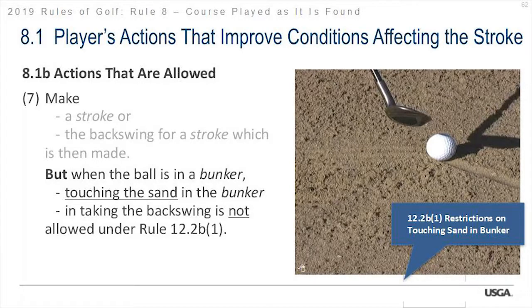Okay. But when the ball is in the bunker, touching the sand in the bunker and taking the backswing is not allowed. So we've talked about this a little bit before, but that is not allowed. I thought I had a video there, but I don't. Okay. So as soon as you're taking a backswing in the bunker and you scrape a little bit of sand, that is a penalty. You can't get out of that one. That has not changed. That is still the same rule.